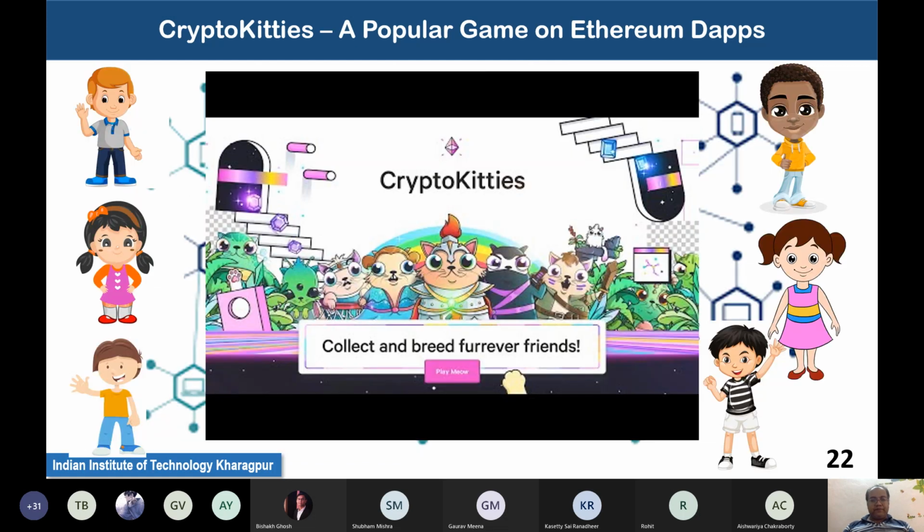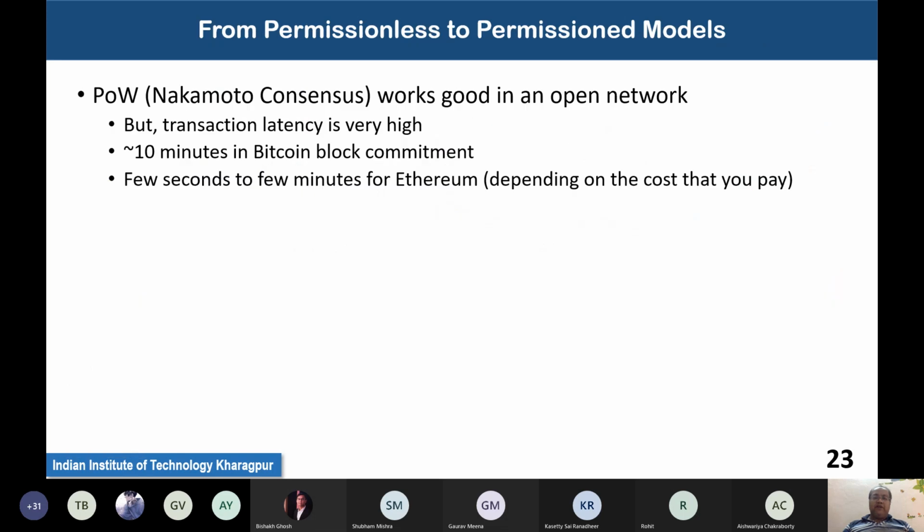Fine. So with this invention of blockchain, any question up to this point about the smart contract or the smart contract execution?